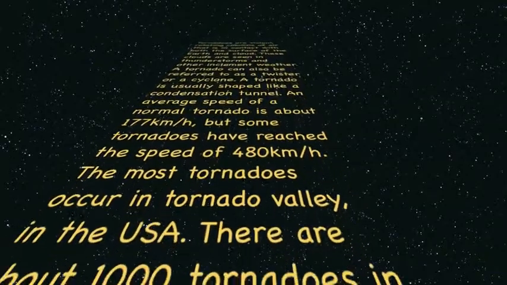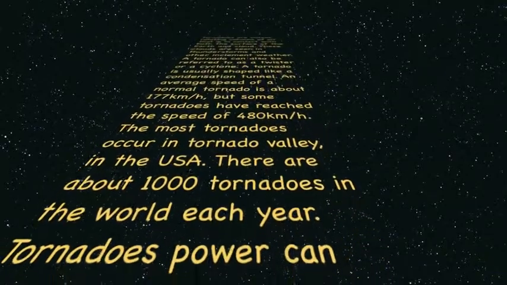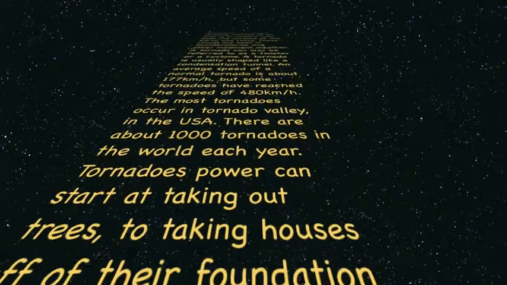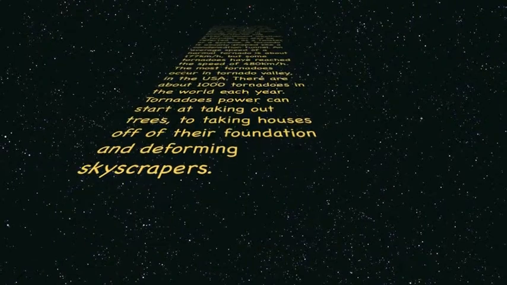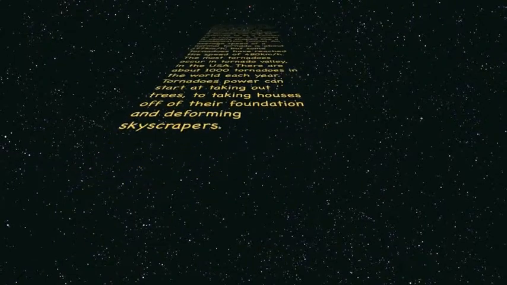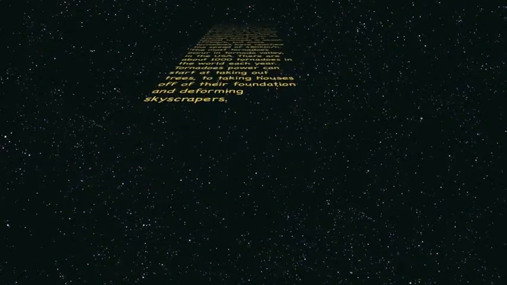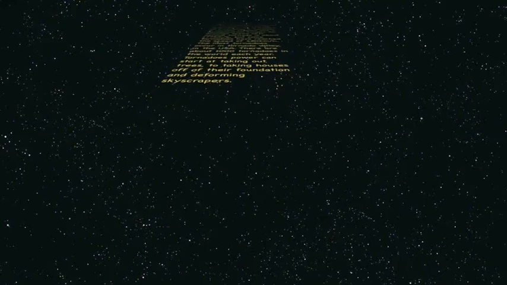An average speed of a normal tornado is about 177 kilometers an hour, but some tornadoes have reached the speed of 480 kilometers an hour. Most tornadoes occur in Tornado Alley in the USA. There are about 1,000 tornadoes in the world each year. Tornadoes' power can range from taking out trees to taking houses off their foundation and even destroying skyscrapers.